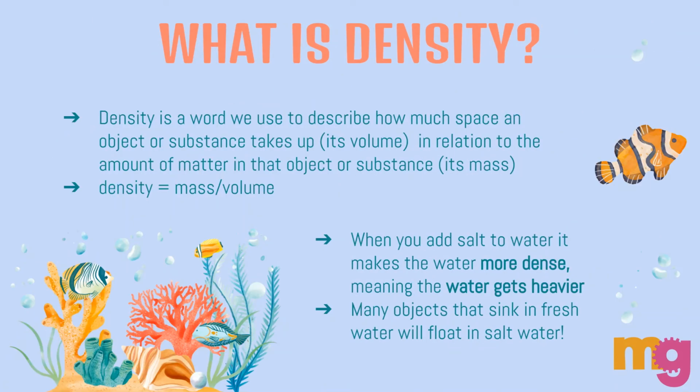Now I'm going to teach you what density is. Density is a word we use to describe how much space an object or substance takes up, or in other words, its volume, in relation to the amount of matter in that object or substance, or its mass. The formula for density equals mass divided by volume. When you add salt to water, it makes the water more dense, meaning the water gets heavier. Many objects that sink in fresh water will float in salt water.